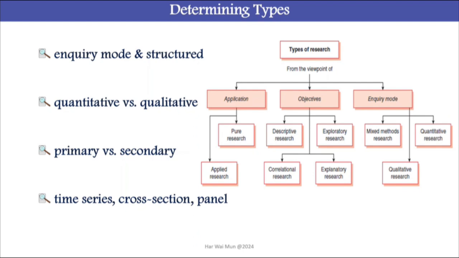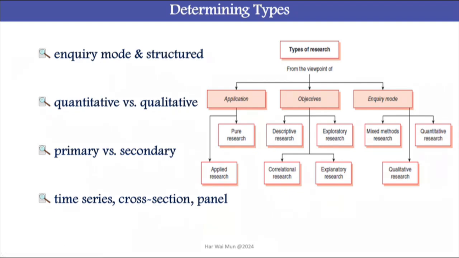Let's say you want to see the determinants of happiness. You use the happiness index for a particular year, let's say 2023, over a lot of countries, maybe 50, 60, or 70 countries. So it's cross section. Panel in this case means combining many countries, many years, or many companies, many years.